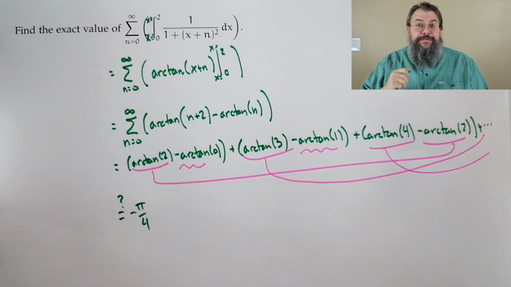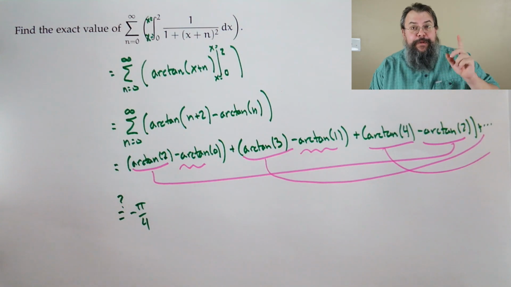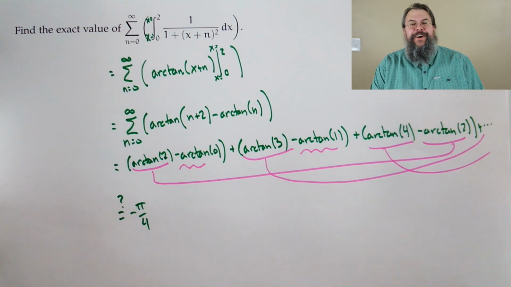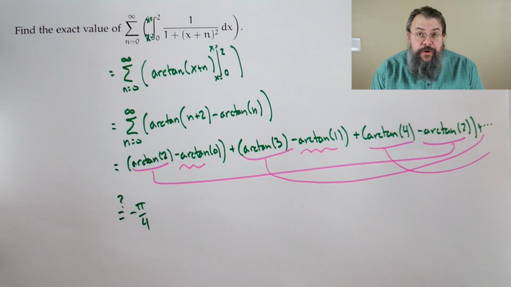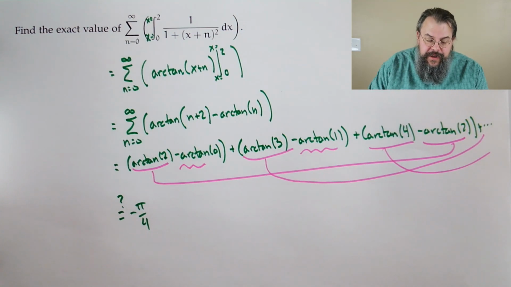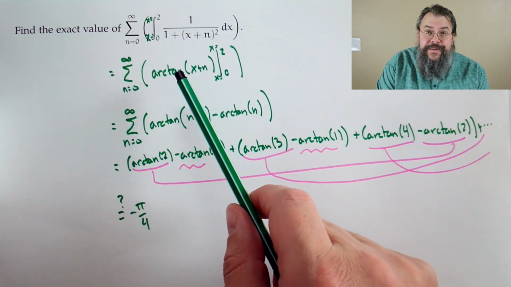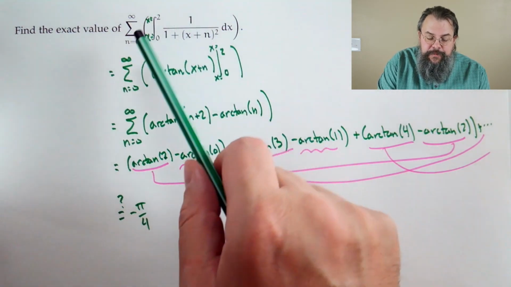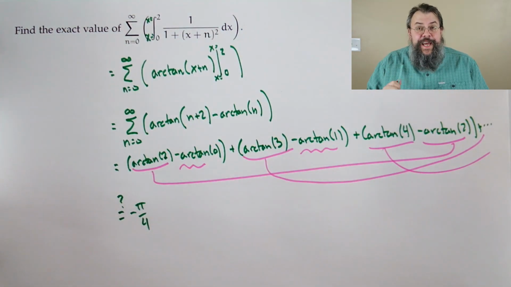Why should we be very suspicious of this answer? Not only because I'm using a very high-pitched voice. No, there's something wrong with this answer. It is wrong because, look, this function we're integrating is not negative. It's always positive. So we're adding up positive pieces and we're getting a negative result. What's happening here?